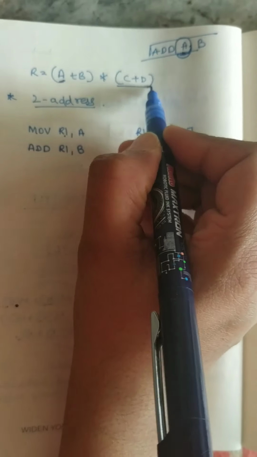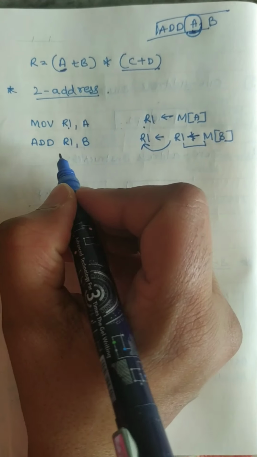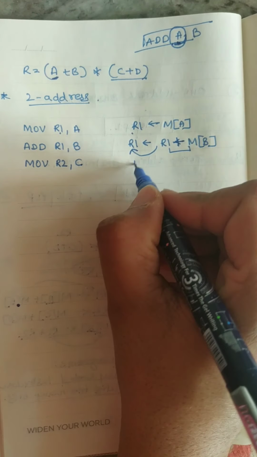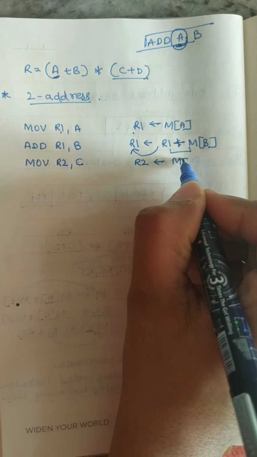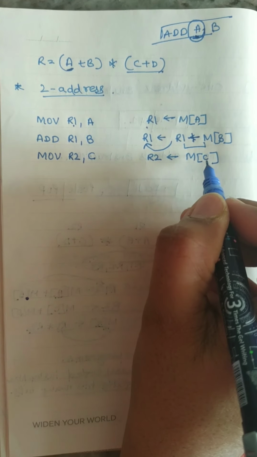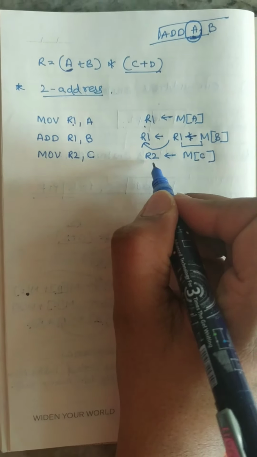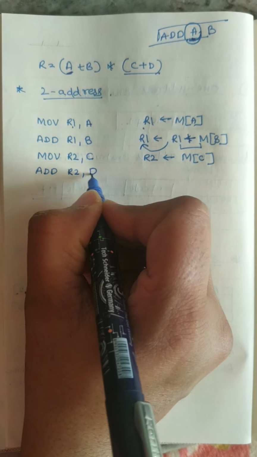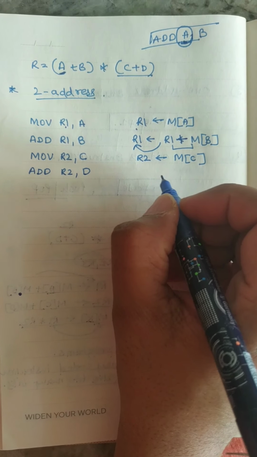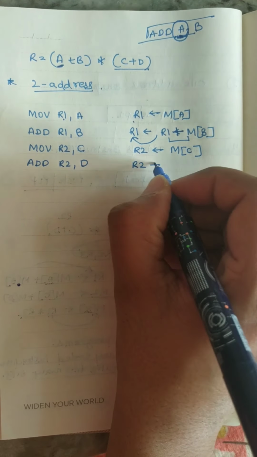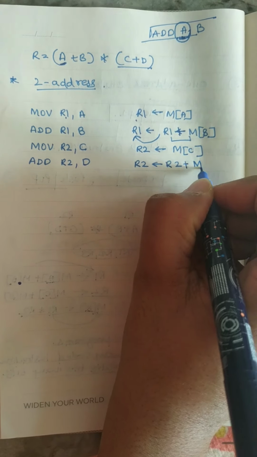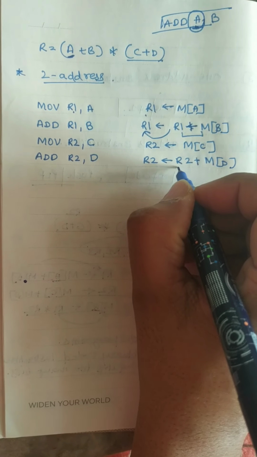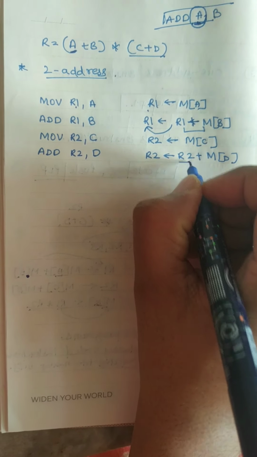Similarly, the operation C plus D can be performed as move R2 comma C. It will be executed as the content at memory location C will be transferred to the register R2, and add R2 comma D. It will be executed as R2 equals R2 plus memory location D. The content at memory location D will be added to the content of register R2, and the result is transferred to the register R2.